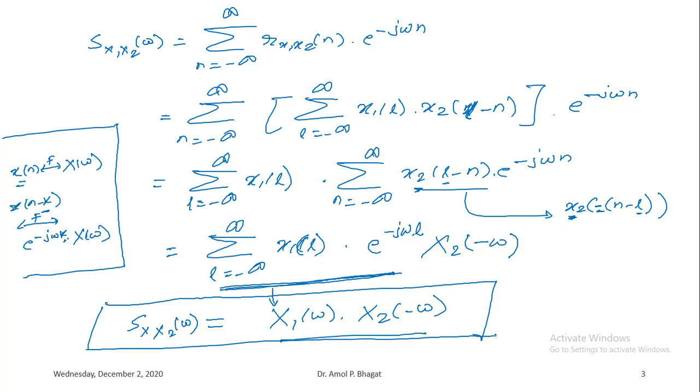Okay, but when we are referring to this cross correlation in terms of autocorrelation, this equation, that is S x1 x2 of omega, is also called the cross energy density spectrum. Okay, so this S x1 x2 of omega is also called the cross energy density spectrum because it is the cross correlation and it is represented in the frequency domain, so therefore it is the energy density spectrum.